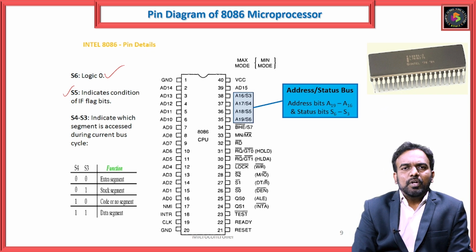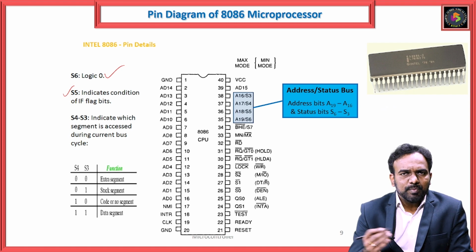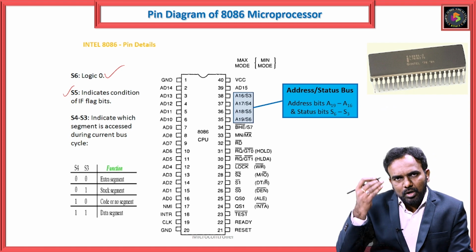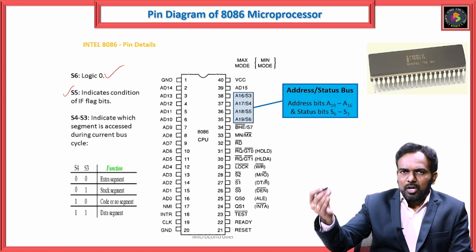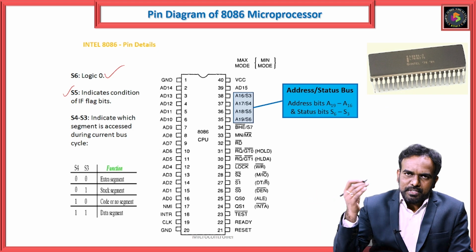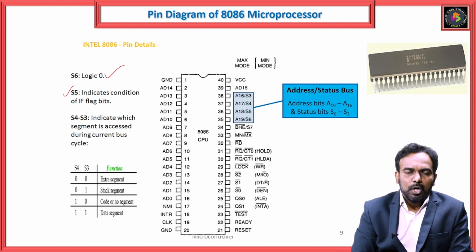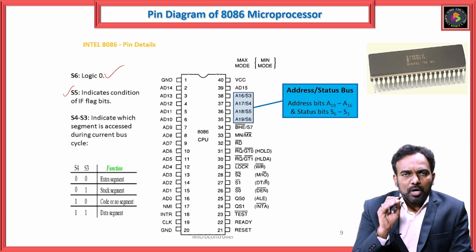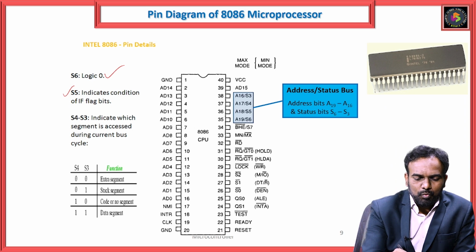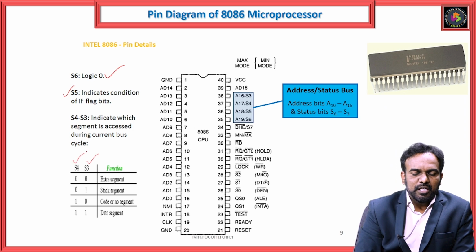In the 8086 microprocessor, 1 MB of memory space is available. We can divide the total 1 MB into equivalent logical segments. Out of 16 segments, 4 segments are defined: the data segment, extra segment, code segment and stack segment. To select any one of the segments, there are two status pins available, S3 and S4.